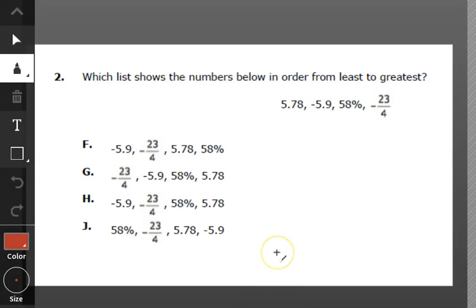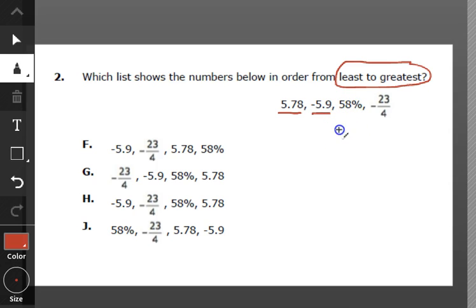Okay, for number 2, we want to order these from least to greatest. That tends to be one of our bigger pitfalls in that we do them in the wrong order sometimes. So I want to represent these all. I think the easiest way would be in terms of a decimal. So I start with, obviously the 5.78 is already in decimal form, and so is the negative 5.9.